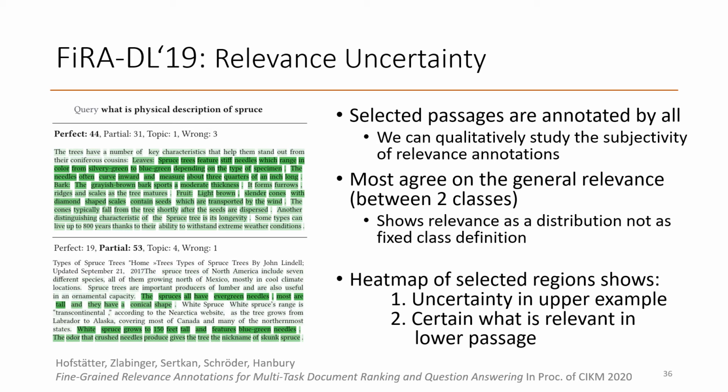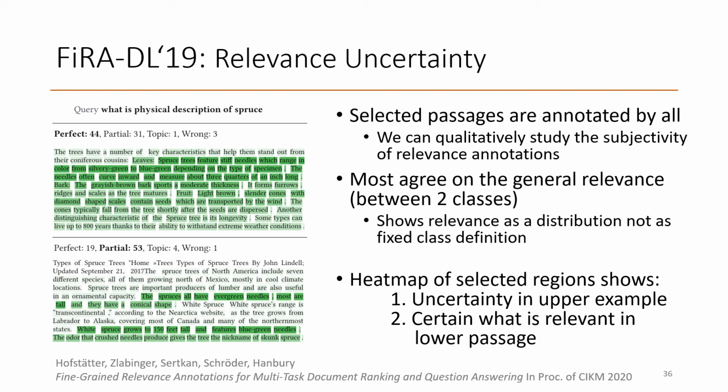And this uncertainty of relevance is also highlighted in this case, where we selected some passages, here 2 for example, that are annotated by all our annotators, so we can qualitatively study the subjectivity of relevance annotations. So here in this case, most agree on the general relevance between the relevant or not relevant classes. However, if we look at the 4-level results, it's not that clear anymore.